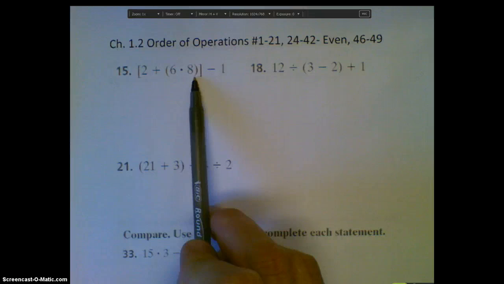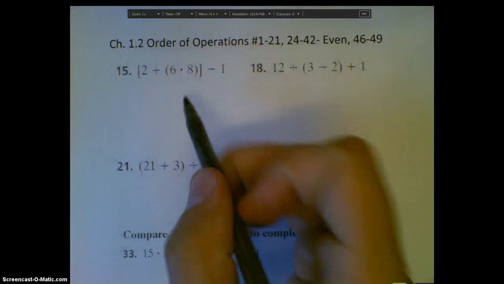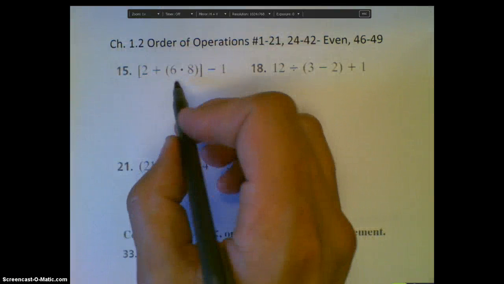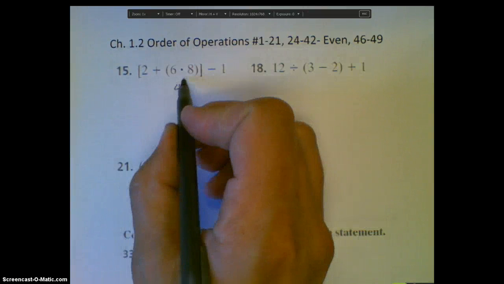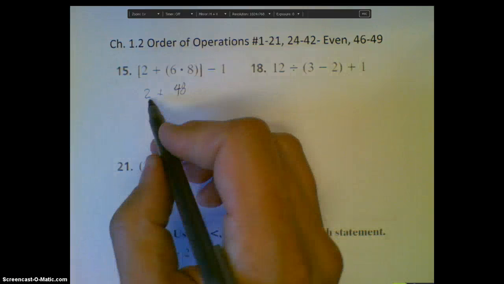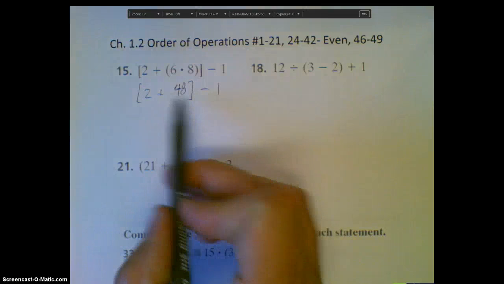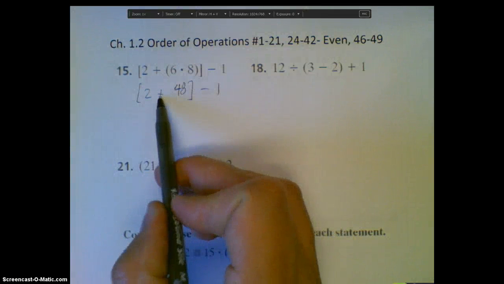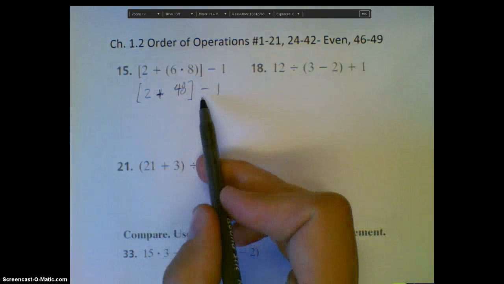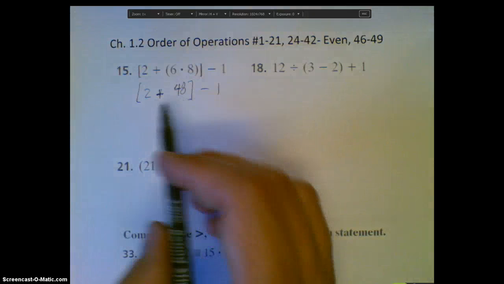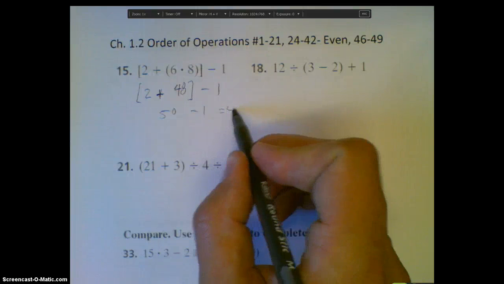Now this one I did in class. We do the parentheses first, the innermost parentheses, even though we have parentheses on either side. So 6 times 8 is 48. I'm left with plus 2. Now I could put these parentheses back in, but I don't really need to because addition and subtraction are equal in our order of operations. So I could add, I could subtract, I could do either one of these first and it doesn't matter now. But I can reduce this one to 50 minus 1 equals 49.